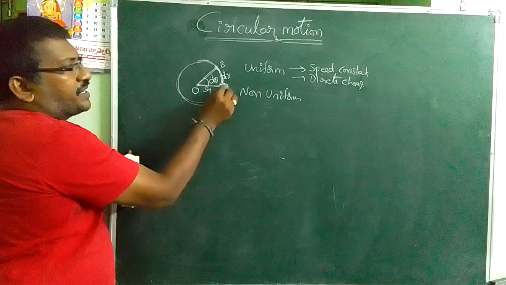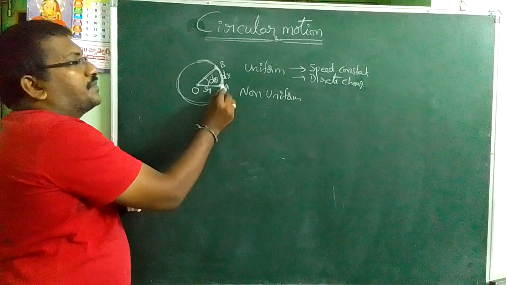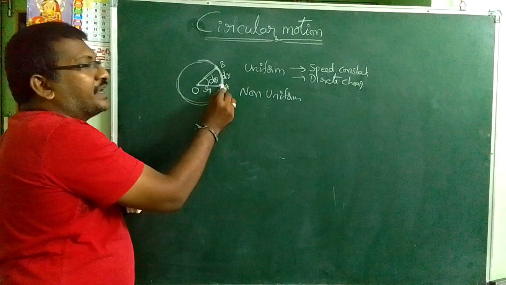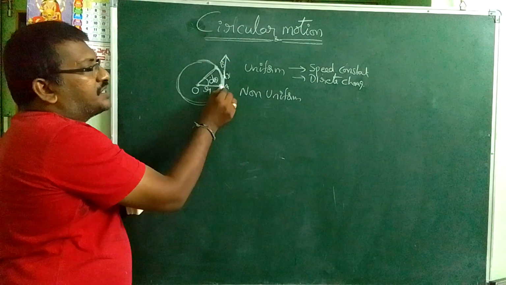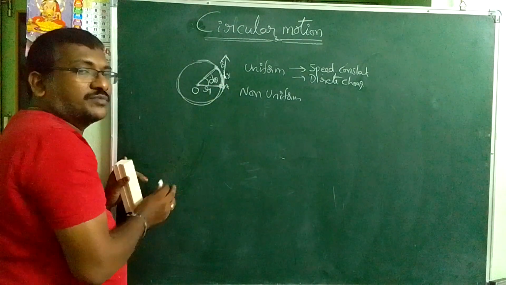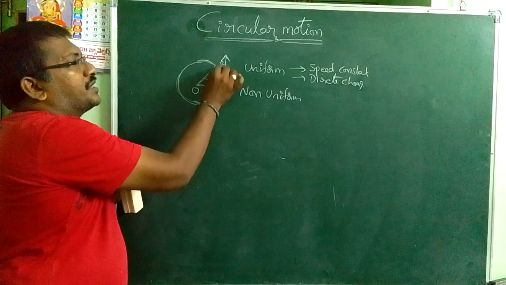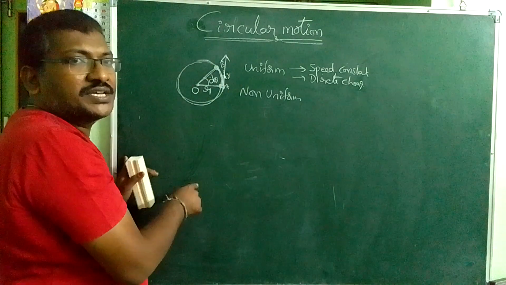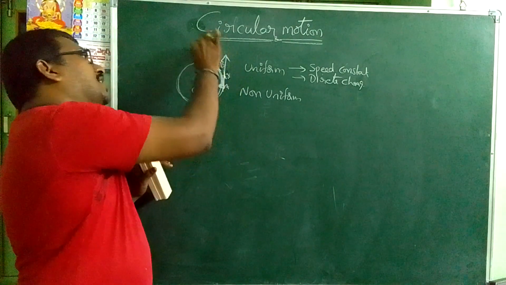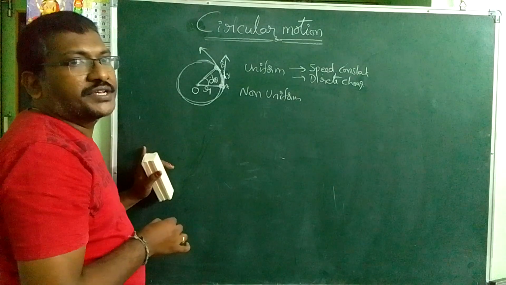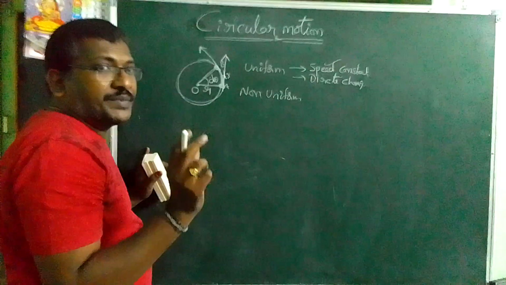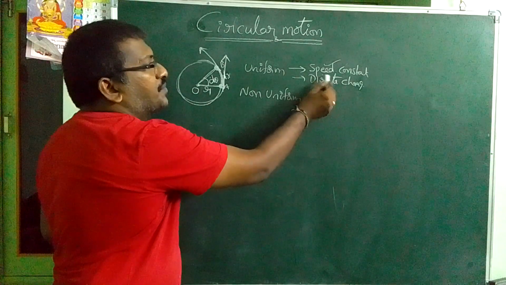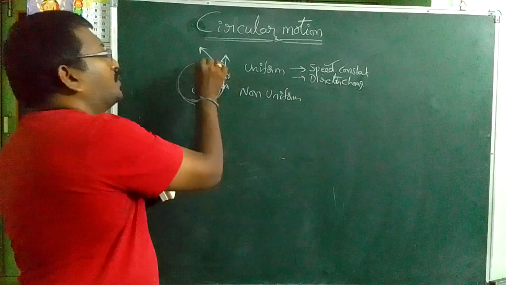For example, when the particle is at this position, the direction of its velocity is like this: tangent. The tangent at that point gives the direction of the particle. For example, the particle is at this point. What is the direction? The tangent at that point gives the direction. Here the speed is constant, that means the magnitude remains constant, but the direction of the particle changes from point to point.